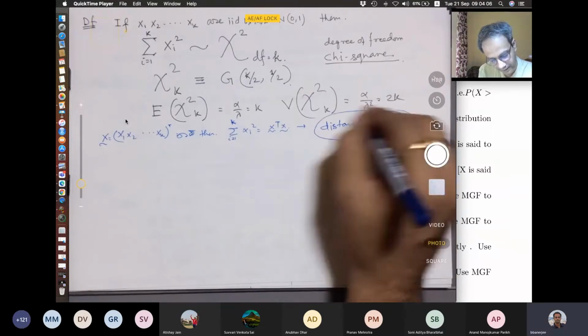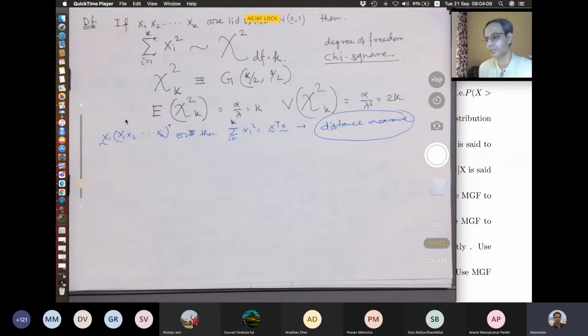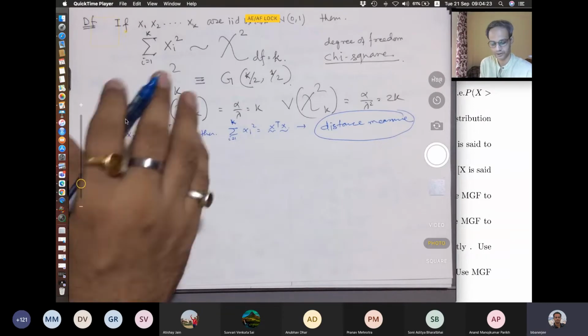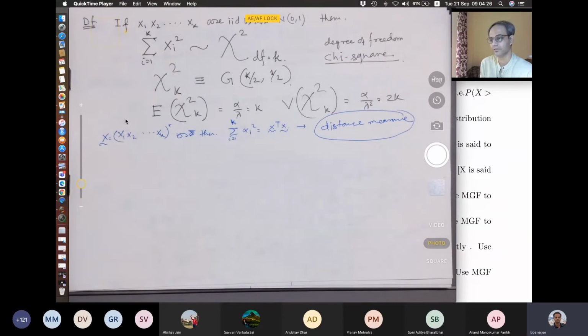So chi-square is heavily used for distance statistics when you are measuring distance. If you have two random vectors and you are interested in their distance measure, then chi-square distribution very often comes up when the vectors are following normal distribution. Very often you will come across this. Chi-square distribution is one of the common things. Okay. Now let us go for another application.